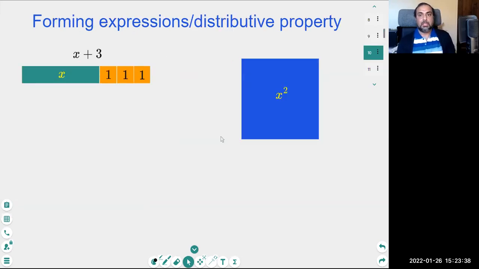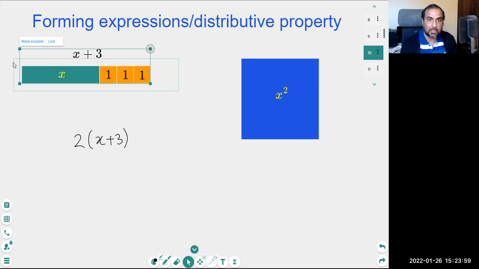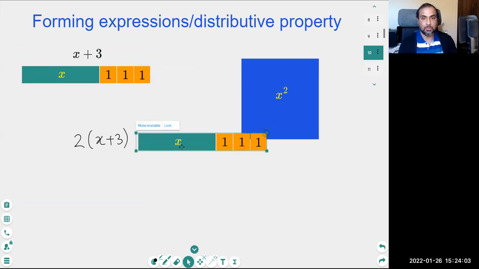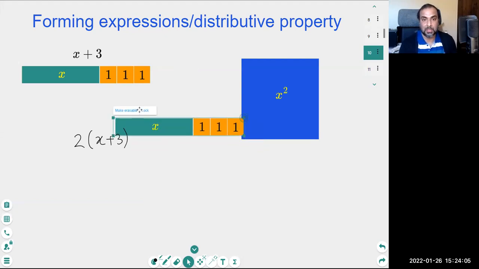Forming expressions, distributive property. So you can use the tiles. Here's the x tile, here's 3, 1 tiles, and here is x plus 3. What if I wanted to make 2 copies? So I'll use the word copies initially, because I think that ties in beautifully with bit paper as well, or any kind of online whiteboard. You can literally select the whole thing. So I've grouped it now. Control C, Control V, copy. So I've actually made a copy.